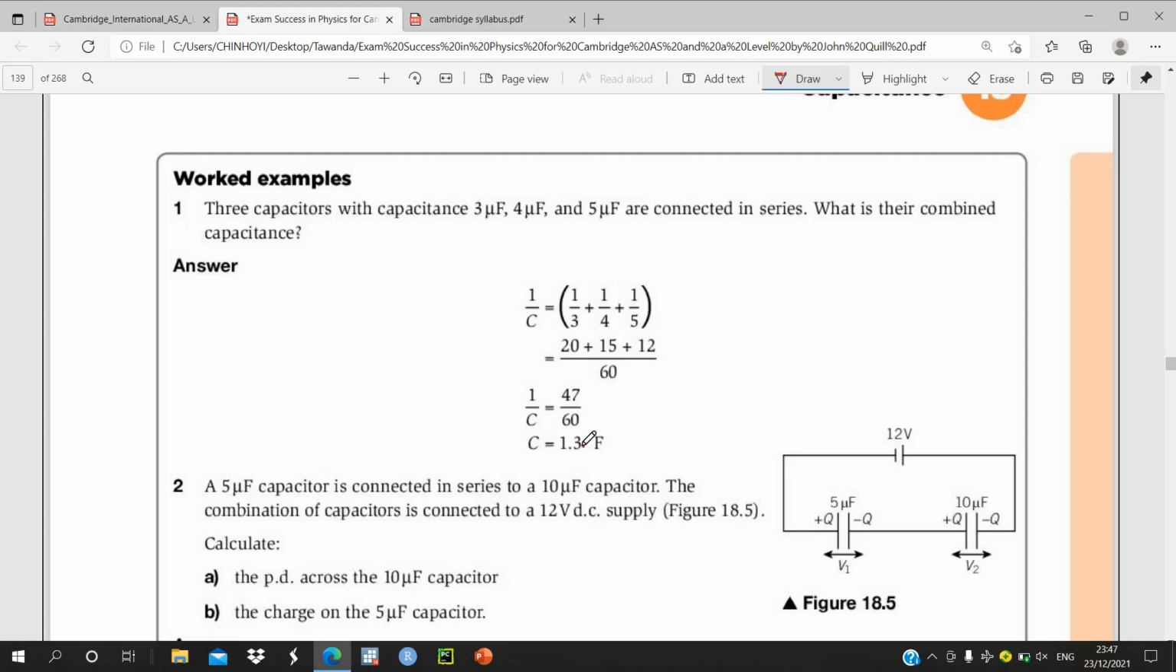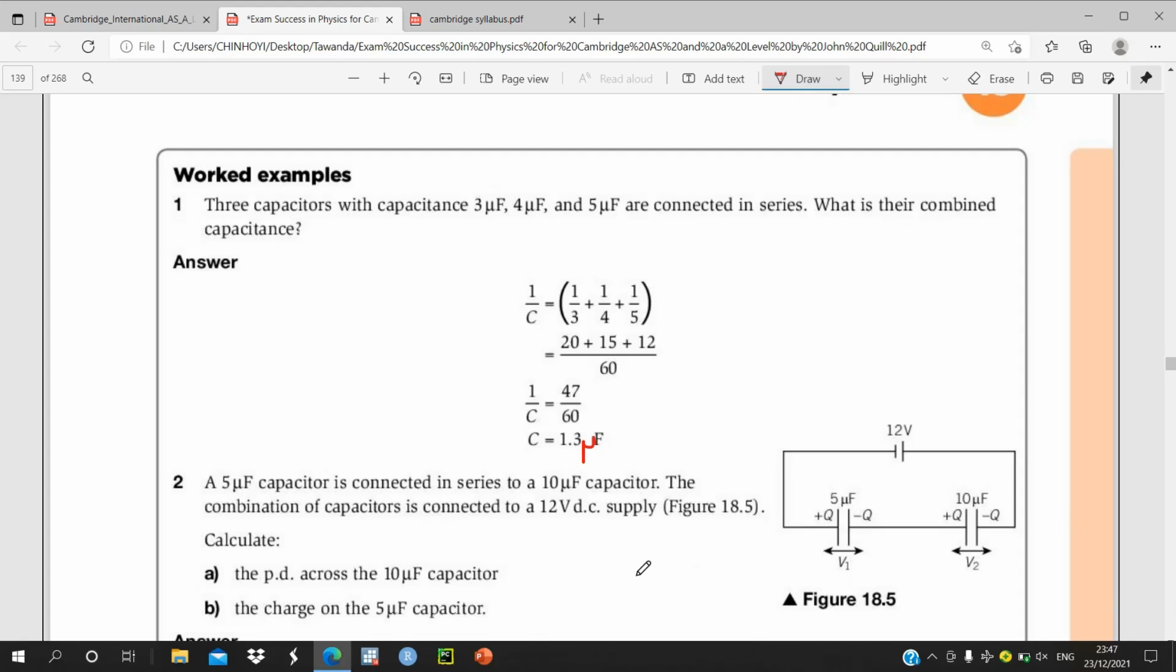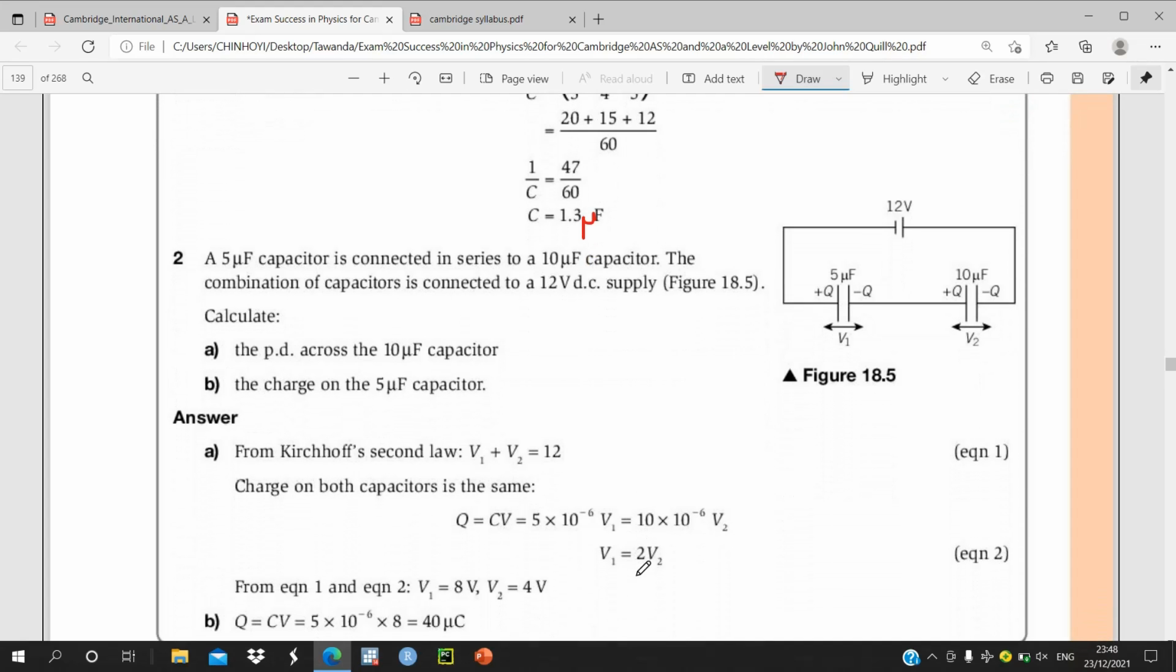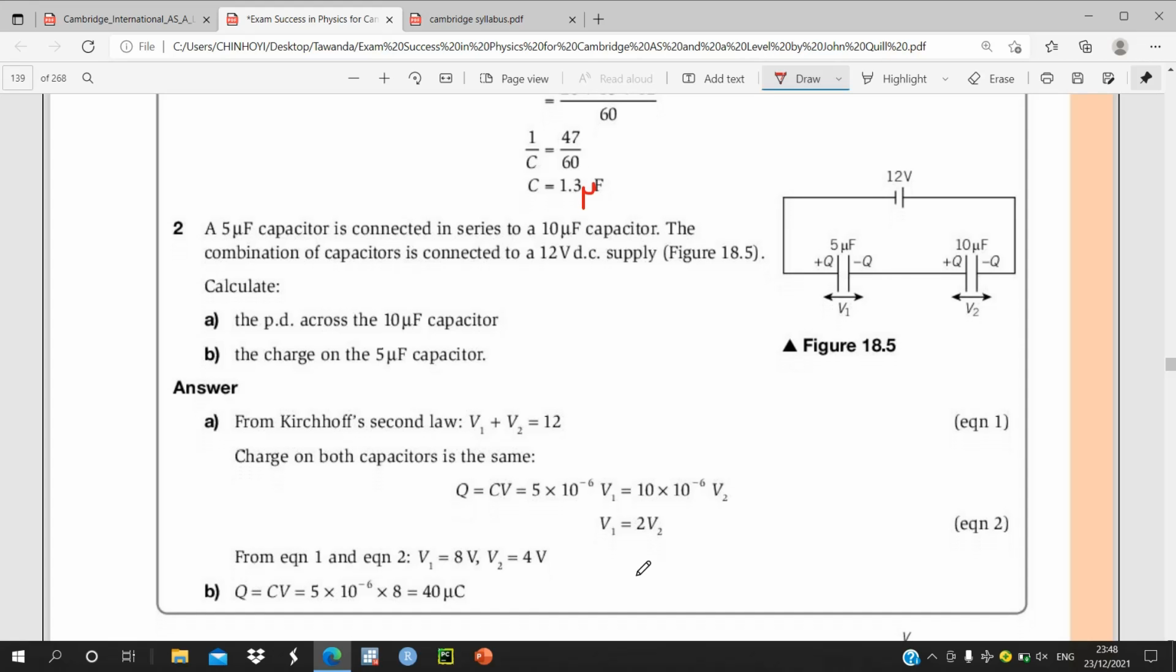Here, I forgot to put the microfarads. That would be your final answer, meaning 1 over combined is 1/3 plus the others. Then you find the common denominator, and you are going to get 1.3 microfarads.